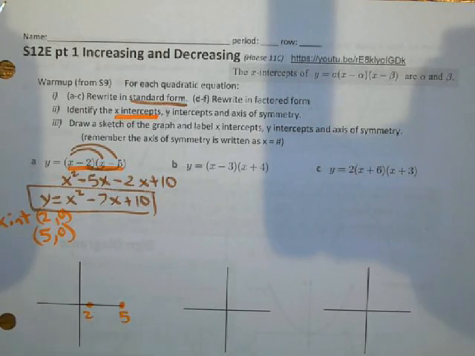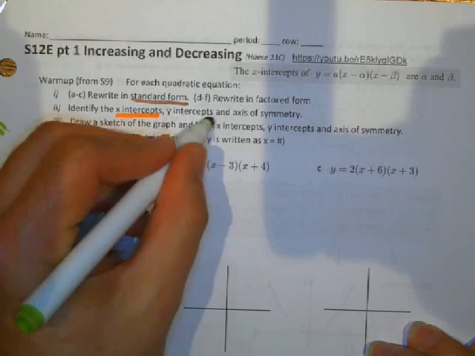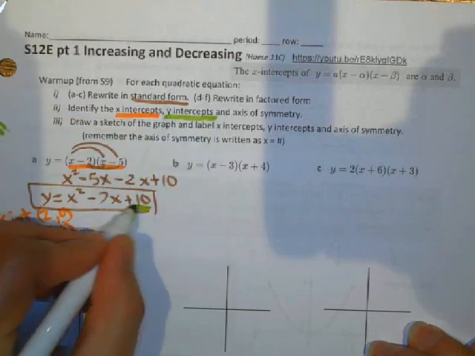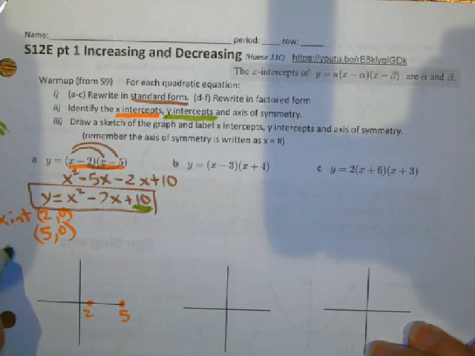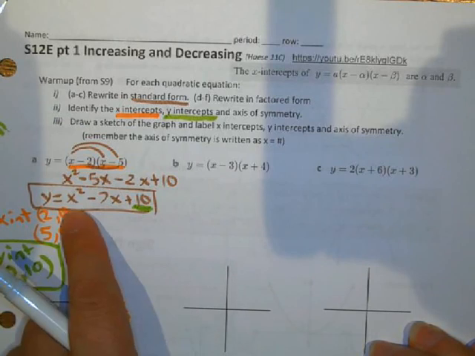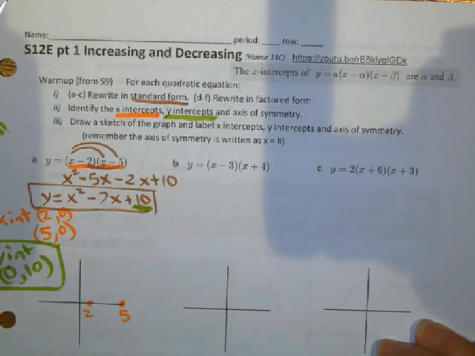The y-intercept is easy to identify in this form. The y-intercept is 0, comma 10, because the y-intercept is when x is 0, so you plug in 0 there.